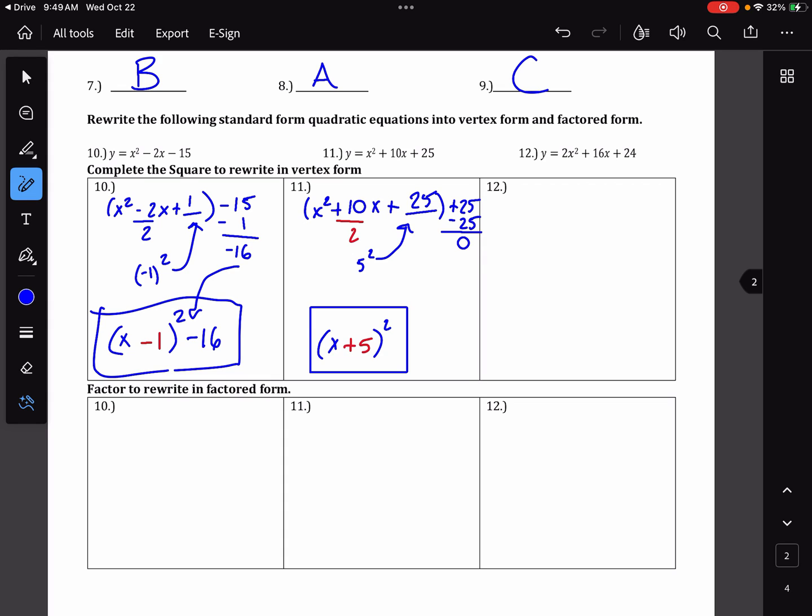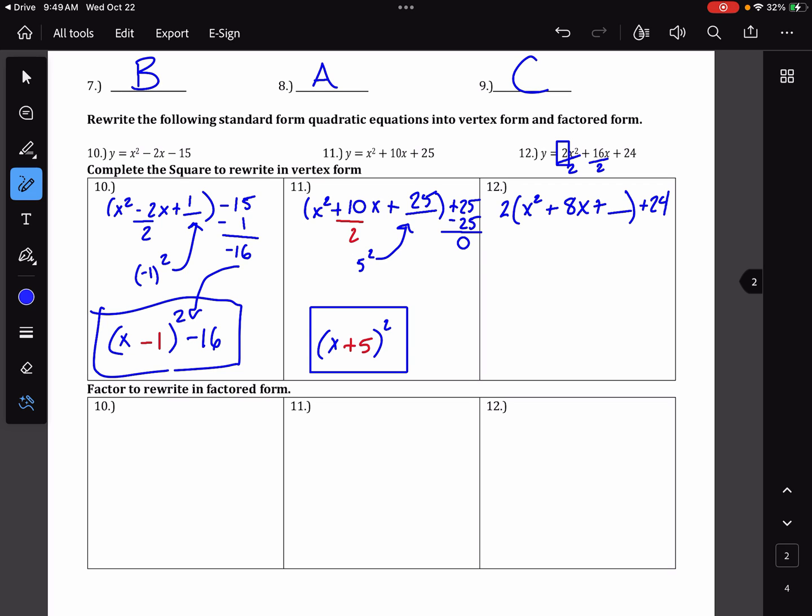Our last one has an a term, so we need to make sure we factor out the a term first. This is our a term. So I'm going to factor that out away from the two x's. That leaves me with x squared plus 8x, right? I divide that by 2, divide that by 2. We have our blank space, and 24 is not affected because it was outside the parentheses.